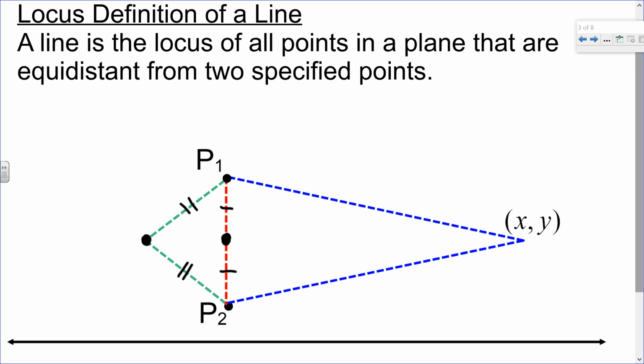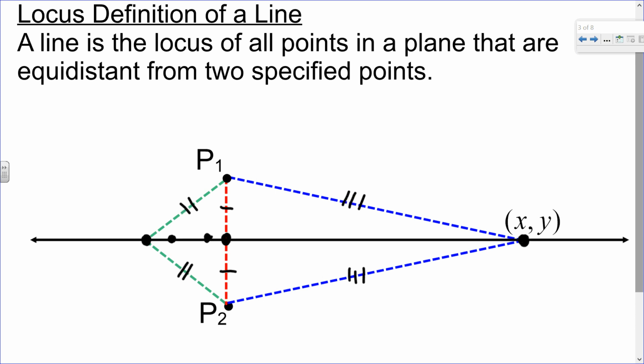I could pick a point right here, and its distance to P1 would be the same as its distance to P2. I could pick a point right here. Its distance to P1 and P2 are going to be the same. I could pick a point way out here, and its distance to P1 and its distance to P2 will be the same as each other. So you see what I'm doing with that? Do you see how these are starting to line up along a straight line, so that if it were possible to do every single one, I would end up with that line? And that's what I want the equation for.